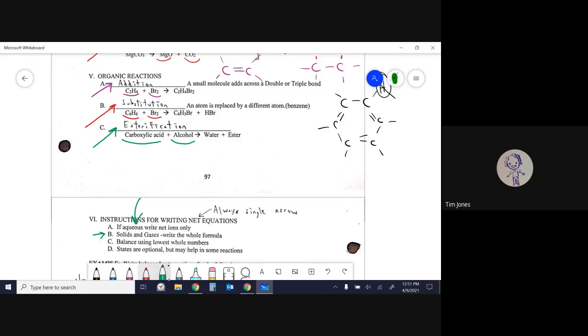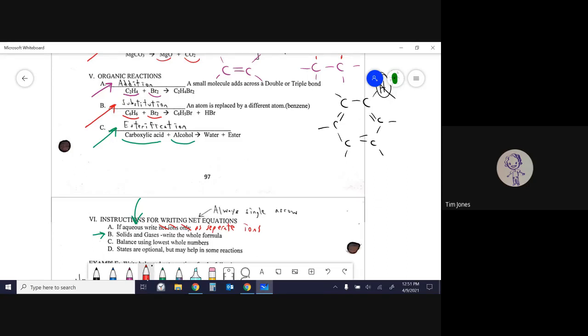And I'm actually going to go back to letter A and reword that. If it says, if aqueous, write net ions only, well, you're eventually going to do that, but you might not even know what the reaction is yet. So I'm going to rewrite A to say, if aqueous, write as separate ions. I think that'll be better. And then we'll cross out them as needed. That's a better phrasing for that section.